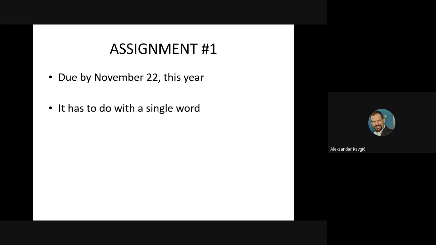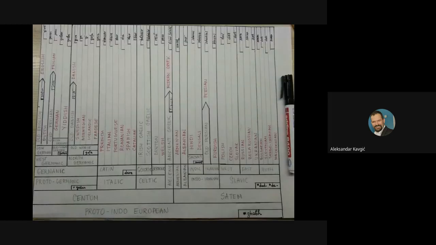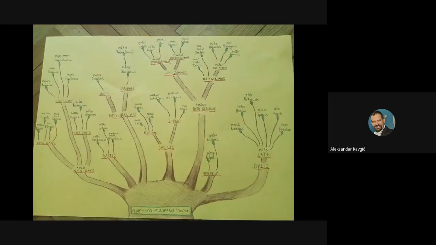These are some of the previous generations' works. For example, here you have the evolution of the word heart, and you see that you have Italic, Germanic, Slavic, Indo-Iranian, Hellenic, and no other groups. This is enough. You can also do something like this. This was also interesting. Here you also have the distinction into Centum and Satem. Here you have the Proto-Indo-European family tree for the word, which is, you know, very dear to us.